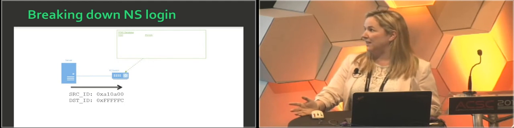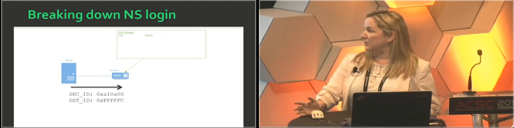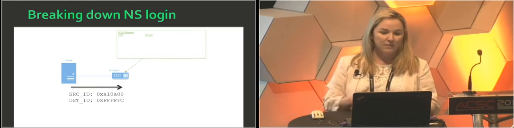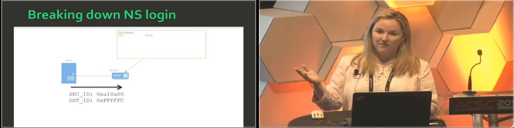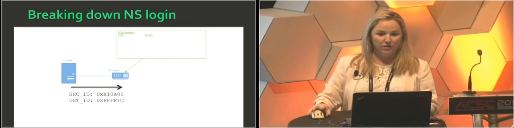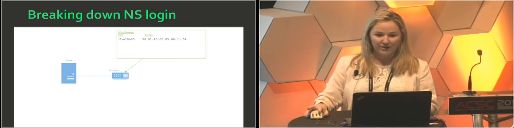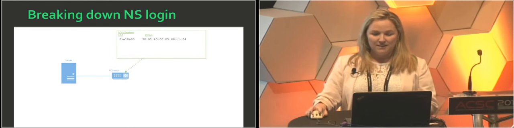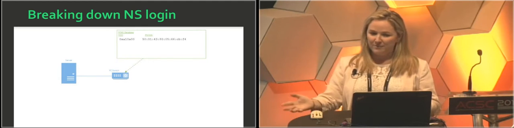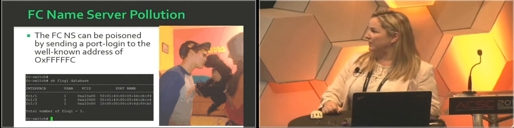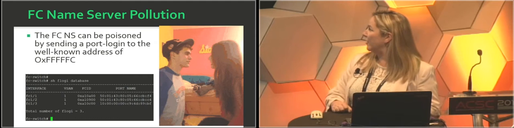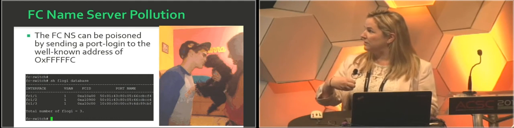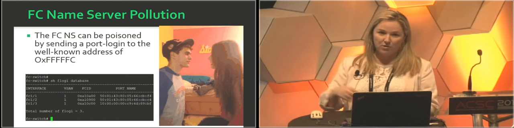So it's letting the switch know, so the FFFFFC port ID is the name server on the fibre channel switch. So what it's doing is it's letting the name server know, hey, I'm here, this is my WWN, and this is my port ID, which then populates the name server table. So there's absolutely no control on who's sending that frame. As long as you know that it's got to go to FFFFFC, you can send out whatever you want into that server. So I think everyone here in security probably already knows, well, that's not great.